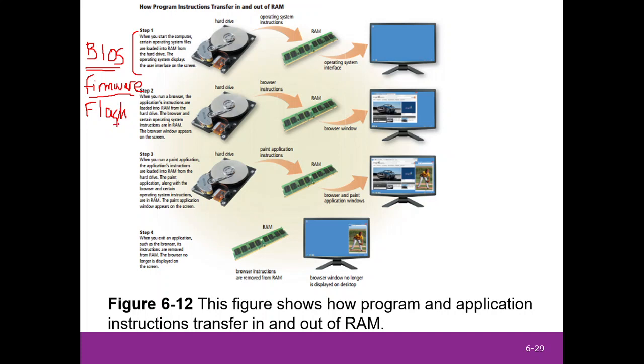So the first thing that happens is कि आपका जो BIOS है, वो जो firmware है, वो execute होता है. ठीक है? जब वो execute होता है, तो वो क्या करता है? वो आपकी hard drive के एक खास area से, जिसको हम कहते हैं boot sector, वहाँ जाता है. और वहां से एक छोटे से प्रोग्राम को लोड कर देता है into the RAM. ठीक है? When you start the computer, certain operating system files are loaded into RAM from the hard drive. So हार्ड ड्राइव से कुछ फाइल्स को लोड किया जाता है into the RAM. ये कौन लोड करता है? ये BIOS लोड करता है. हार्डवेयर के किस इलाके से? हार्डवेयर के बूट सेक्टर से लोड किया जाता है.